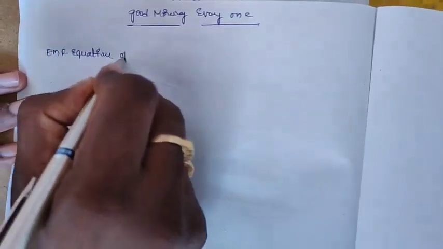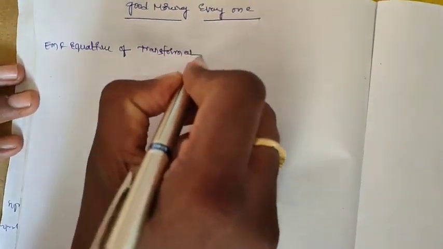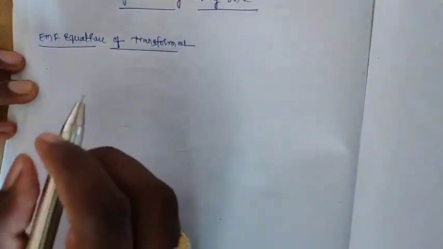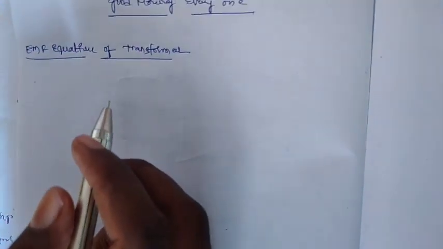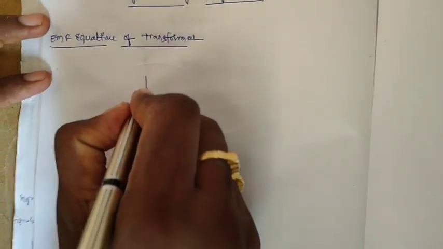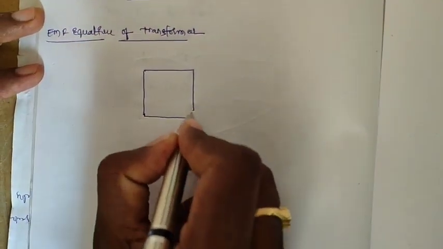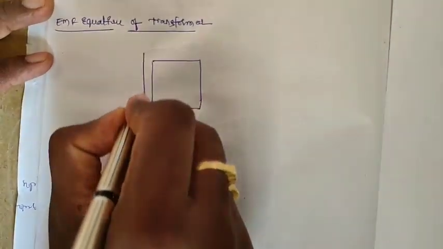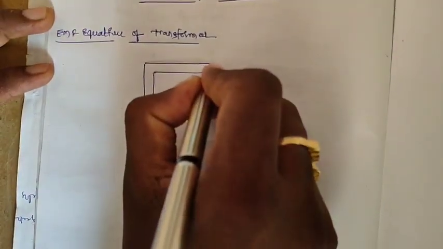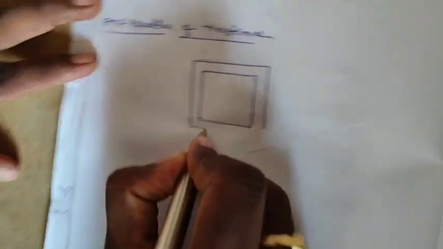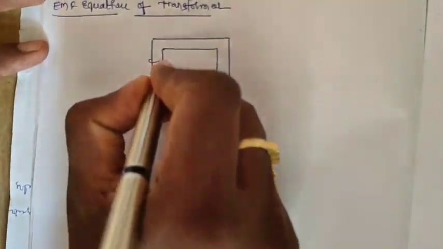So today we discuss the EMF equation of transformer. We already discussed the working principle of transformer. This is the symbolic representation of the transformer.